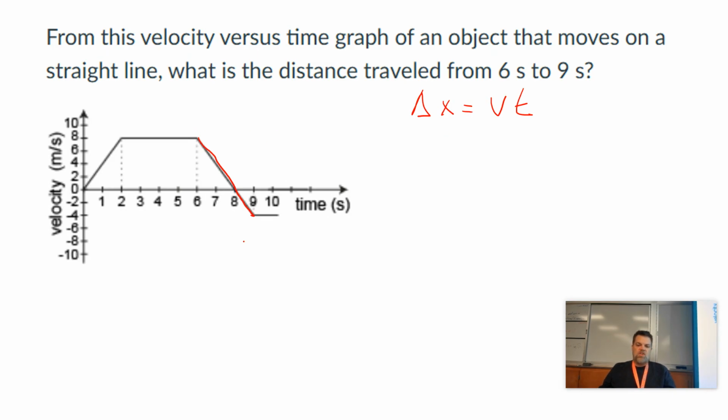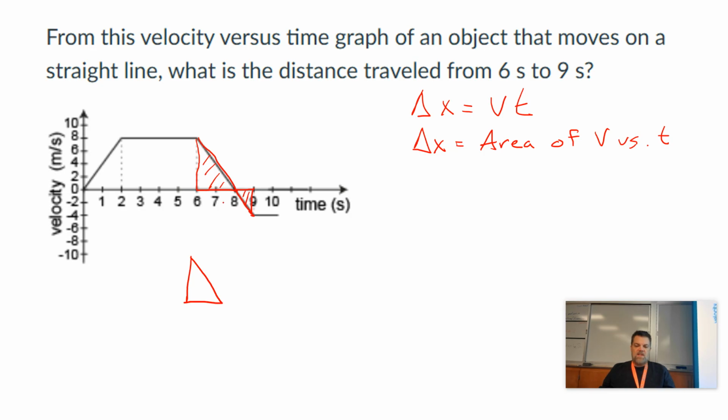So the velocity is changing, and this is actually a calculus type question. Notice, it's called the area under the curve. So the easiest way to do this problem is to figure out the area of this triangle, figure out the area of this triangle, and then add them up. Because delta x is equal to the area of our velocity versus time. Okay? So think of the two triangles.